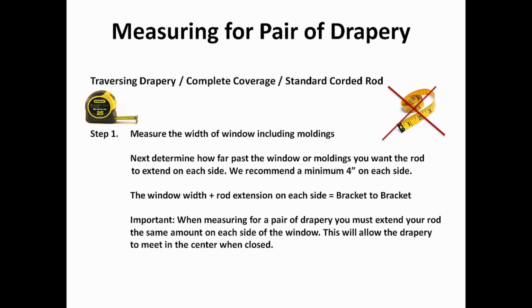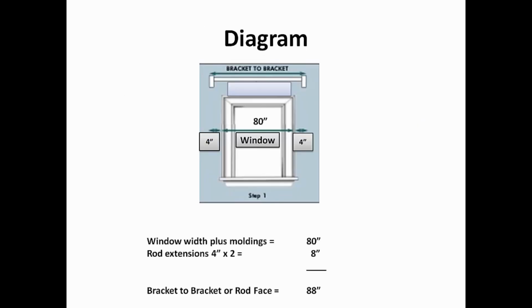The important takeaway in this is that when you're measuring for a pair of drapery, you must extend your rod the same amount on each side of the window, and this will allow the drapery to meet in the center when it's fully closed. So if we take that example, let's hypothetically say we had a window that is 80 inches wide, including the moldings. Then all I'm saying is if we take the rod extension to the left and the rod extension to the right, that would be 4 plus 4. 4 times 2 would be an additional 8 inches. So that bracket to bracket or rod face would be 88 inches.